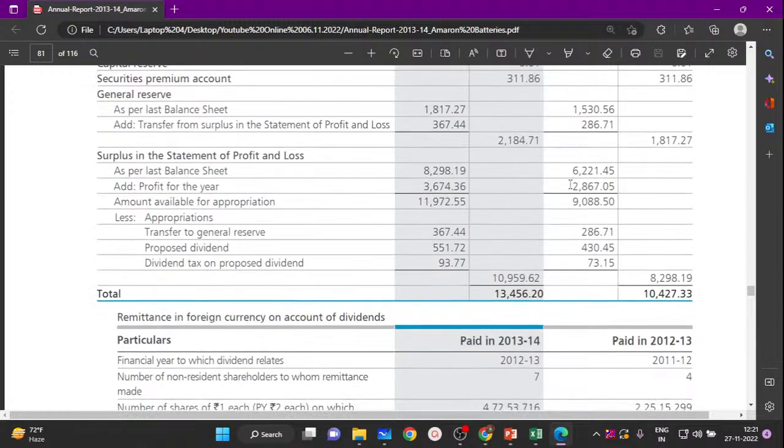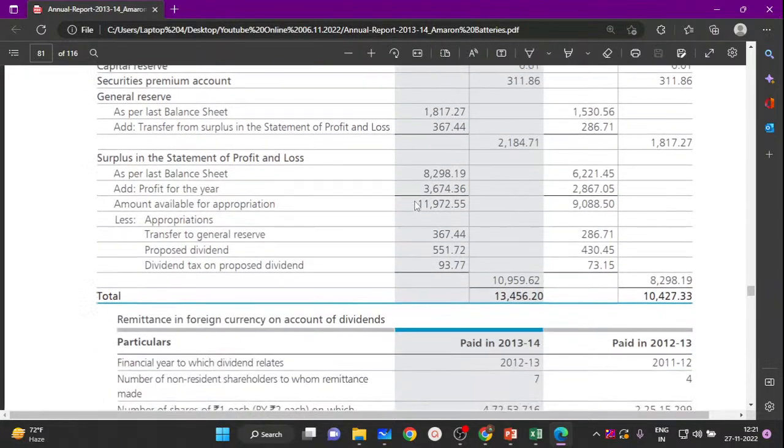Now 2867, if you bifurcate, out of 2867, 10% they are putting towards the general reserve. 430 rupees 30 million the company is giving as a dividend, and this is the dividend tax. So whatever the amount is there now, it is now the closing balance of reserve and surplus, and this balance becomes the opening balance of the reserve and surplus. Opening balance of reserve and surplus.